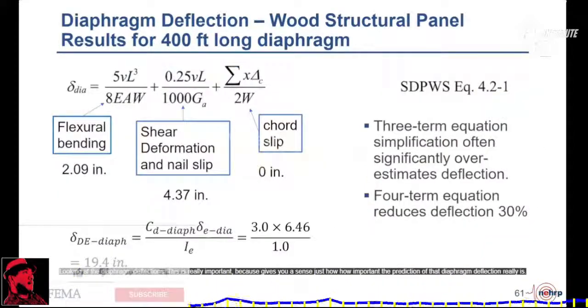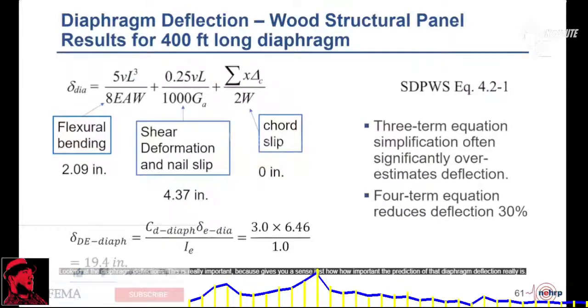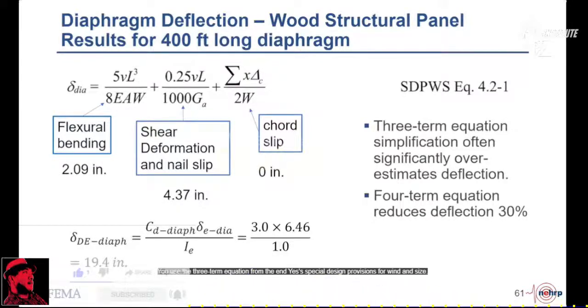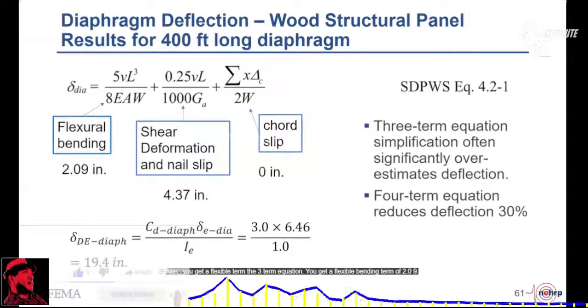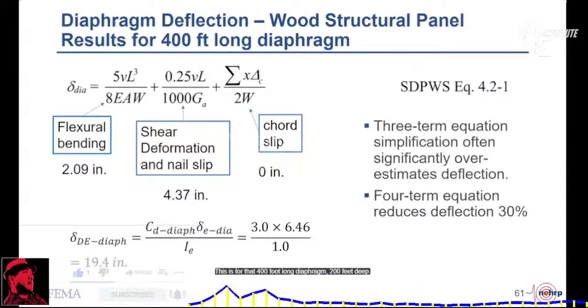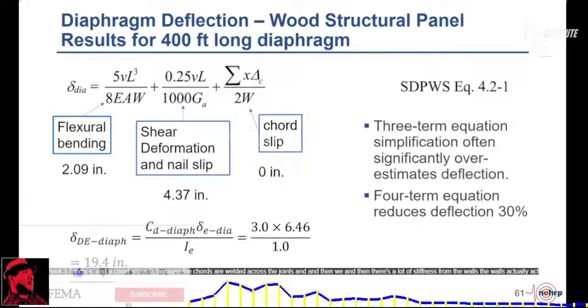Looking at the diaphragm deflections, this is really important because it gives you a sense of just how important the prediction of that diaphragm deflection really is. If you use the three-term equation from the NDS special design provisions for wind and seismic, you get a flexural bending term of 2.09. This is for that 400-foot-long diaphragm, 200 feet deep. You get a shear deformation due to nail slip equal to 4.37 inches, and a chord slip of 0 because the chords are welded across the joints.